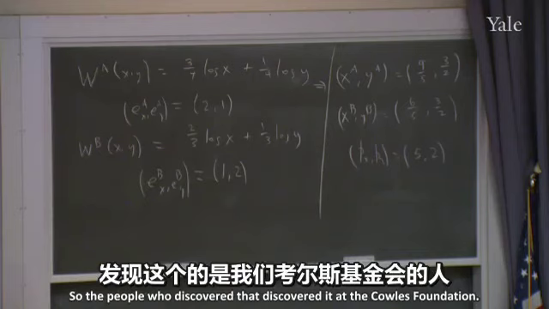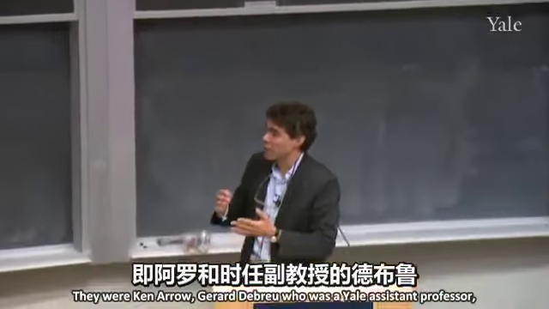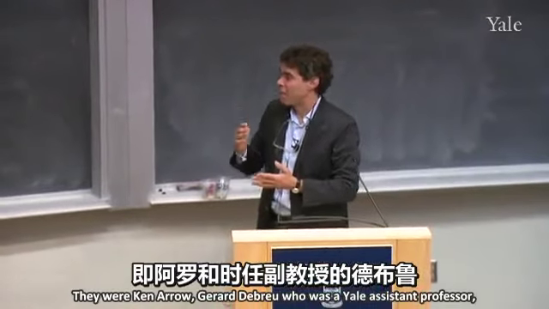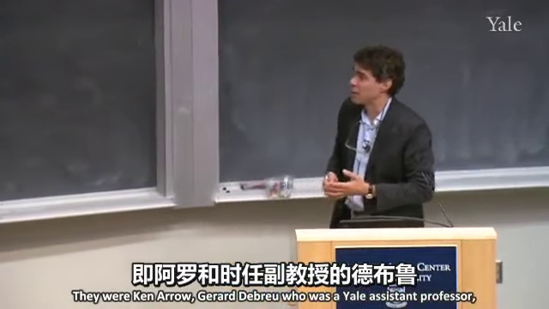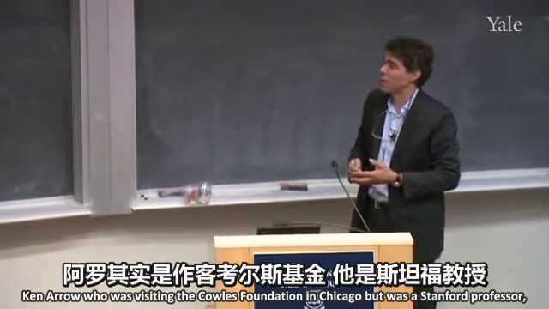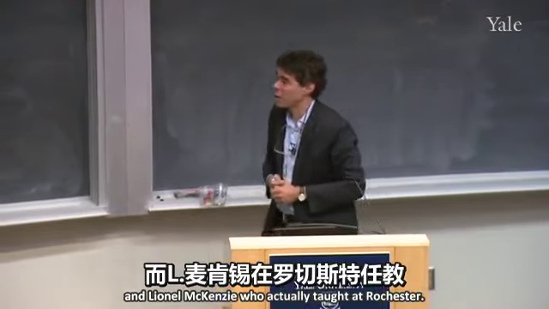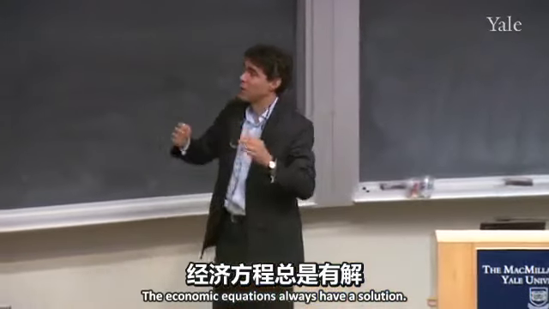The people who discovered that discovered it at the Cowles Foundation. There were Arrow-Debreu, who was a Yale assistant professor, Ken Arrow, who was visiting the Cowles Foundation in Chicago but was a Stanford professor, and Lionel McKenzie, who actually taught at Rochester. The economic equations always have a solution.